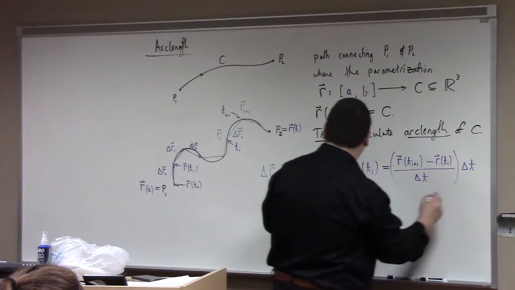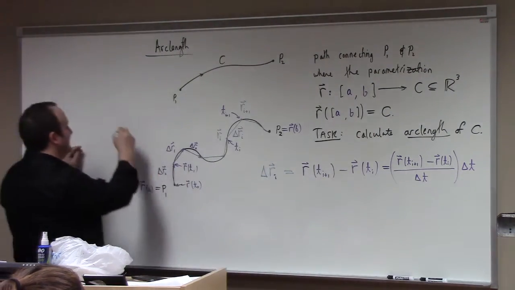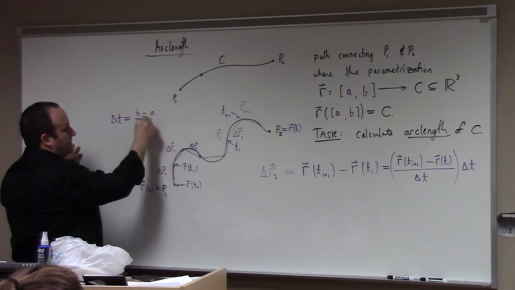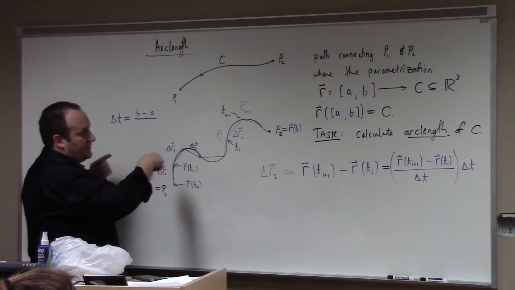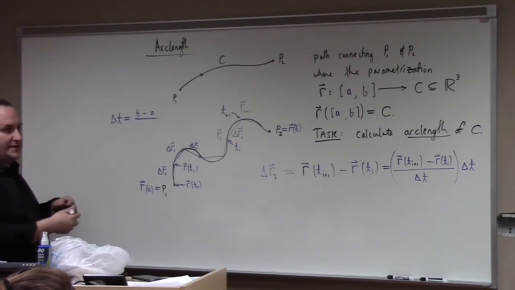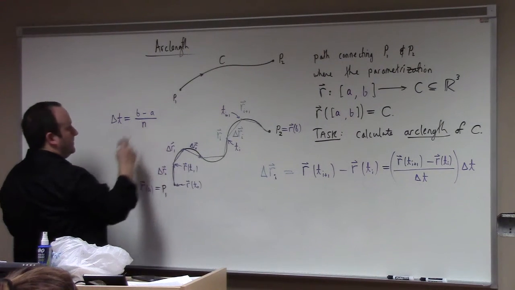Poor planning on my part. I'm going to write it up here. Sorry, guys. Delta t would be the total time, which is B minus A, divided by the number of segments, which would be, let's call it N. Right?